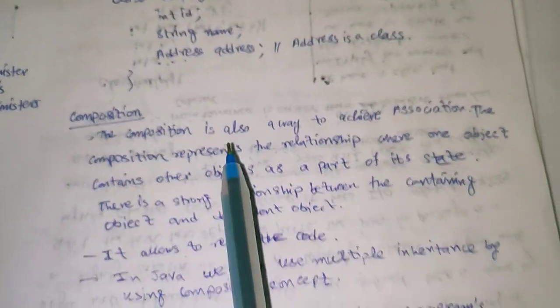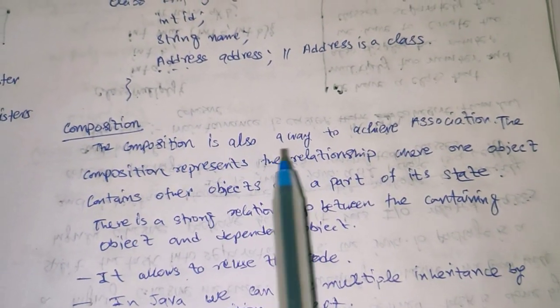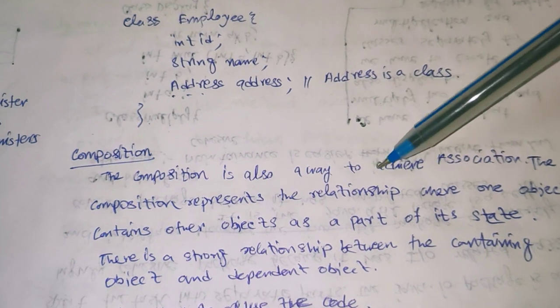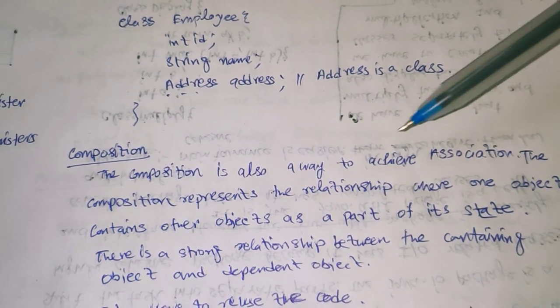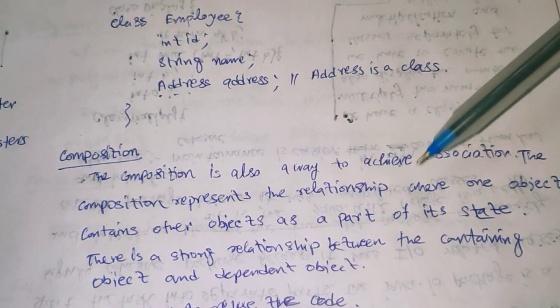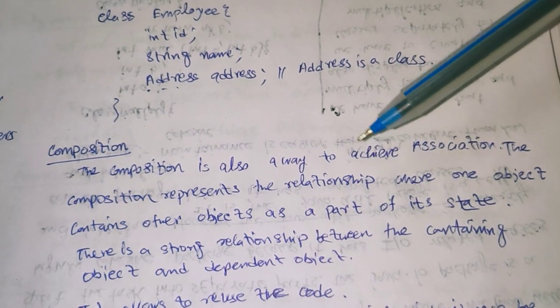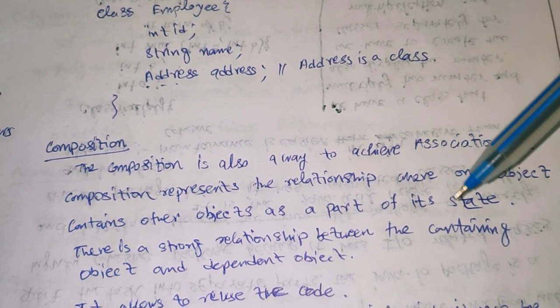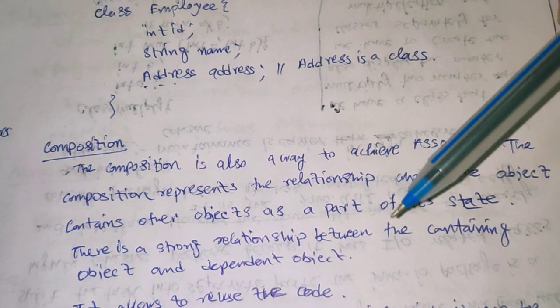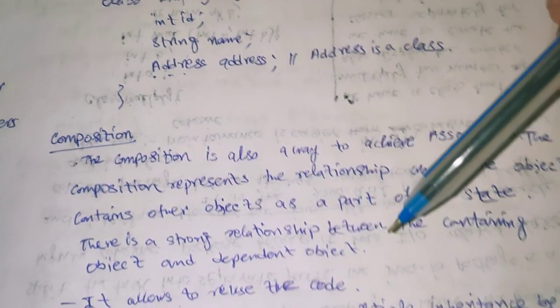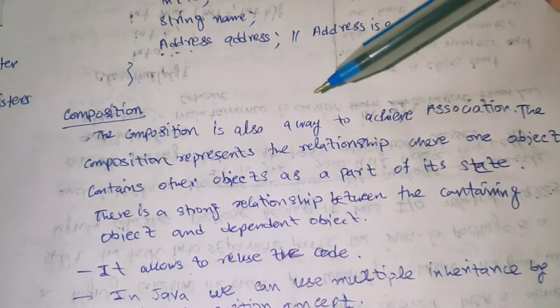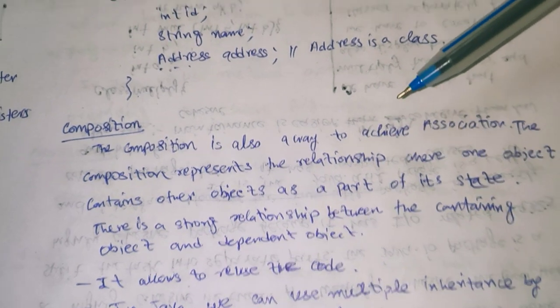Next is composition. So what is composition? Composition is also a way to achieve association. Composition represents the relationship where one object contains another object as a part of its state. There is a strong relationship between the containing object and the dependent object.